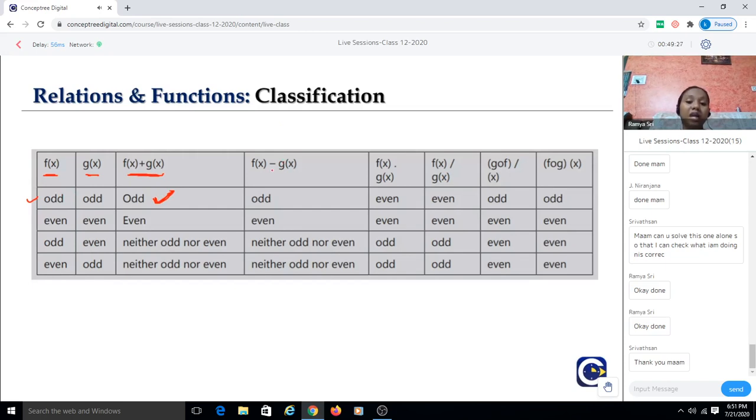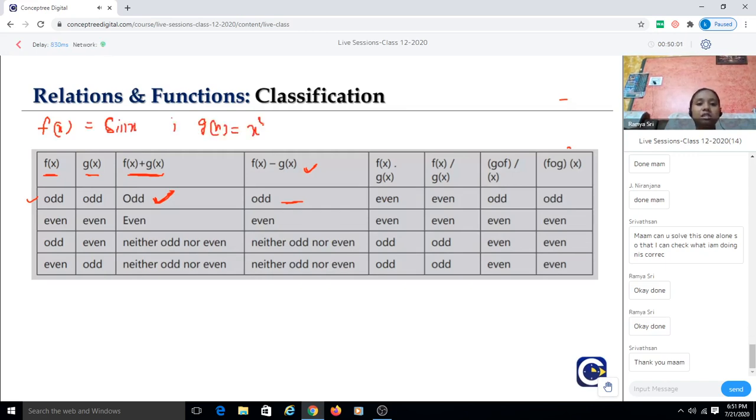What happens when we subtract two odd functions? The resultant will be an odd function. Right. So typically what happens if we multiply them, divide them, and take the composite function of them. Let's just take an example for the first one and go through it. Here I am taking my f of x to be sin x and g of x to be x cube plus x. The same examples which we were discussing in our previous slide.